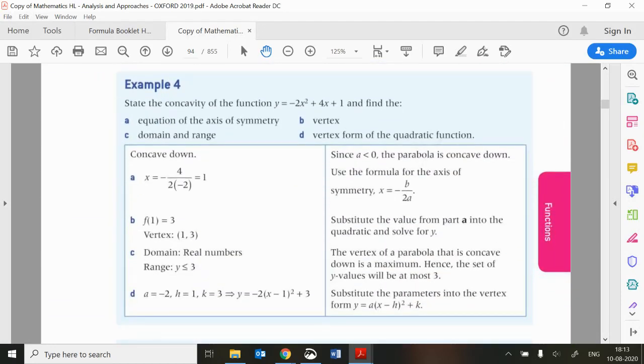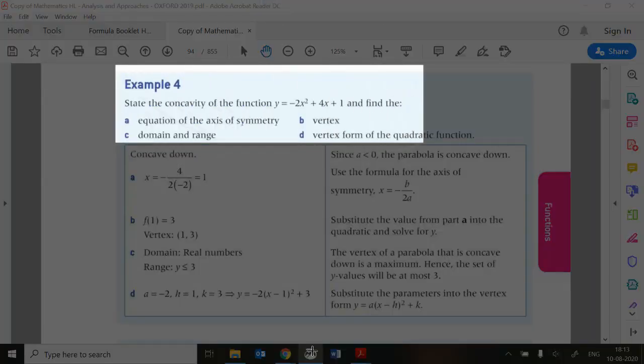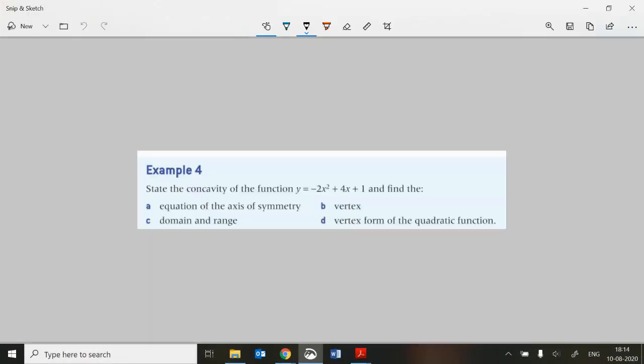Okay, so without further ado, let's look at example 4. First of all, it says state the concavity of the function. So basically, is it concave upwards or concave downwards? We can see in this case that because there's a minus in front of the x squared, that's the thing which controls the shape. This is a positive quadratic. This is a negative quadratic. I'm not going to go into any more detail in this case.